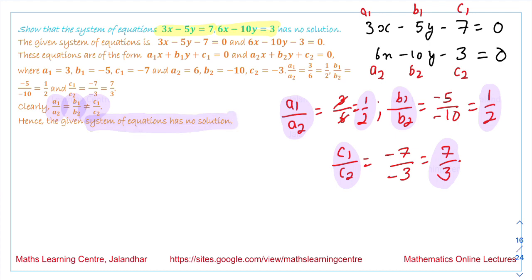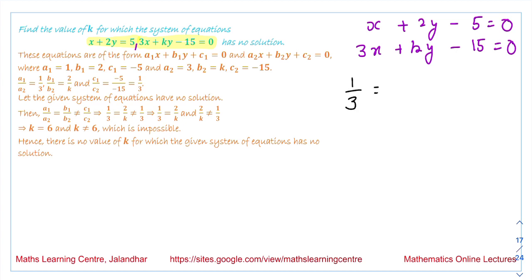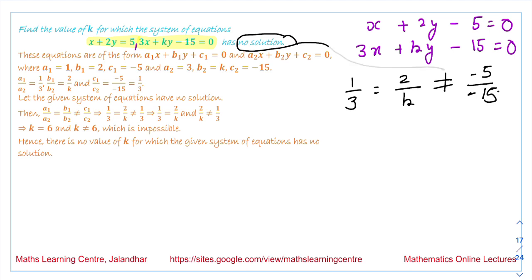Next we are saying find the value of k for which the system of equations has no solution. These are the two equations given to us: x + 2y - 5 = 0, and the second is 3x + ky - 15 = 0. So we are saying that 1/3 should be equal to 2/k, which should not be equal to -5/-15, because the system has no solution. From this we are getting k is equal to 6.